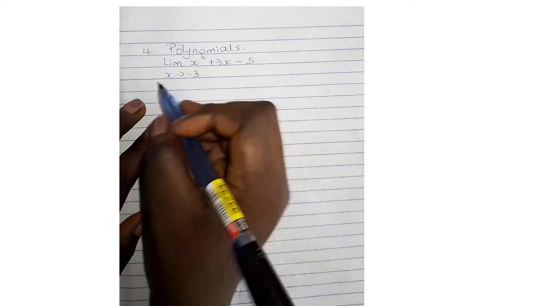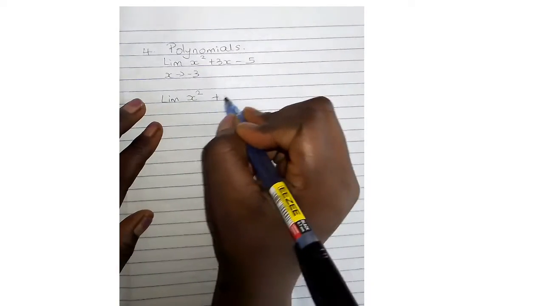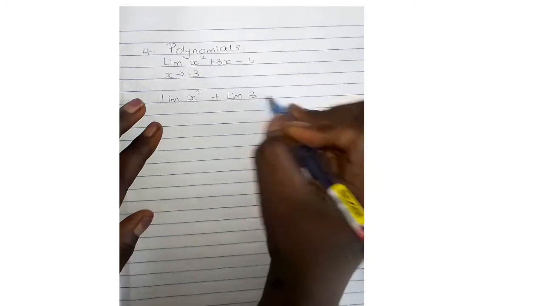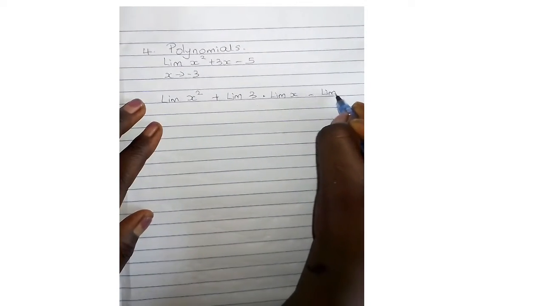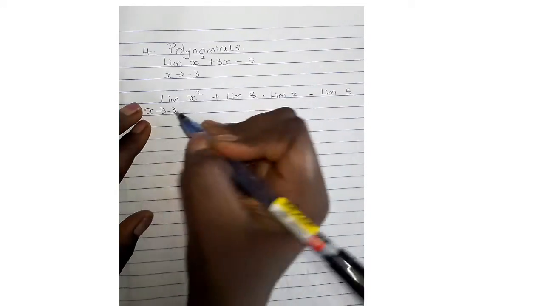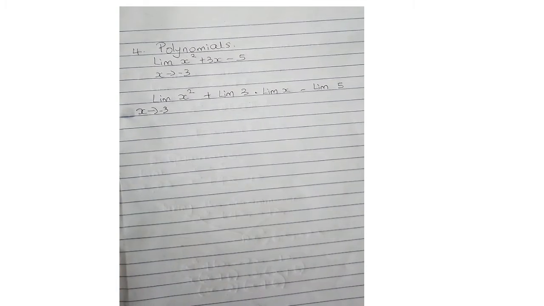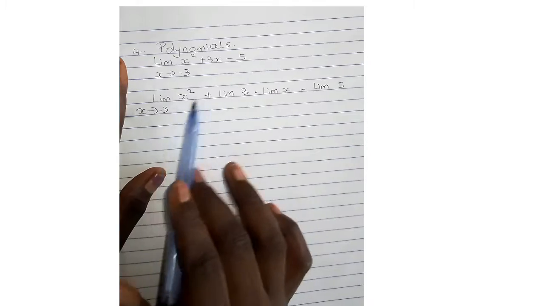So breaking this into simpler parts, we are going to have the limit of x squared plus the limit of 3 times the limit of x minus the limit of 5 as x approaches minus 3. So we are going to break it into the simpler form, but note that the limit of any number is equal to that number. So now wherever we see x, we are going to put minus 3.